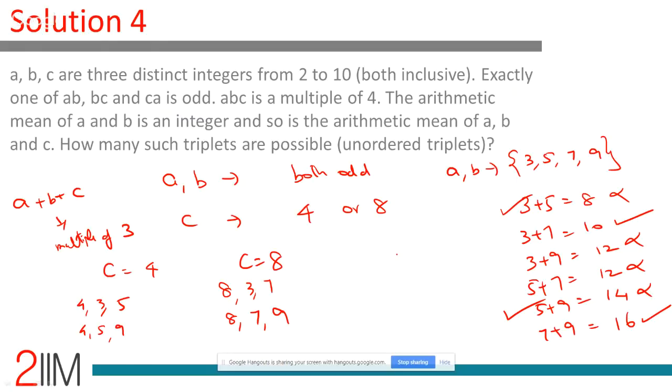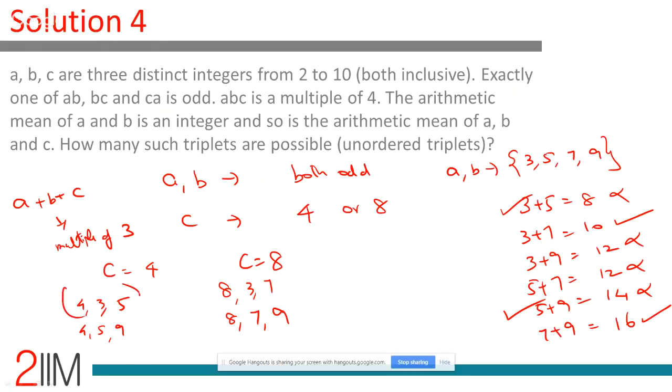Numbers from 2 to 10, pick. Two odd numbers, one even number, tick. The even number being a multiple of 4, check, that works. The two odd numbers being A and B, that works. Sum of three numbers being a multiple of 3, that also works.